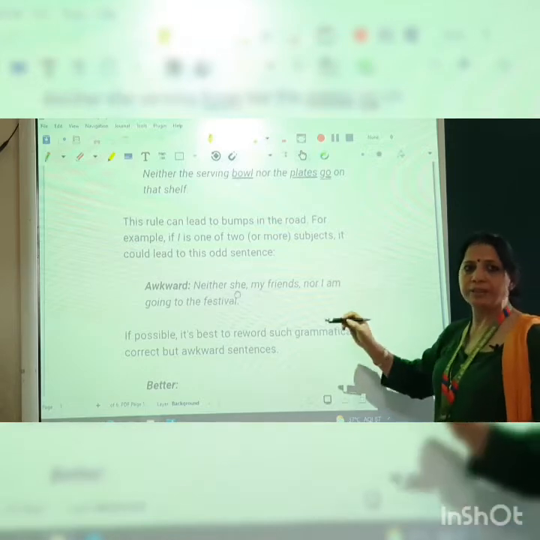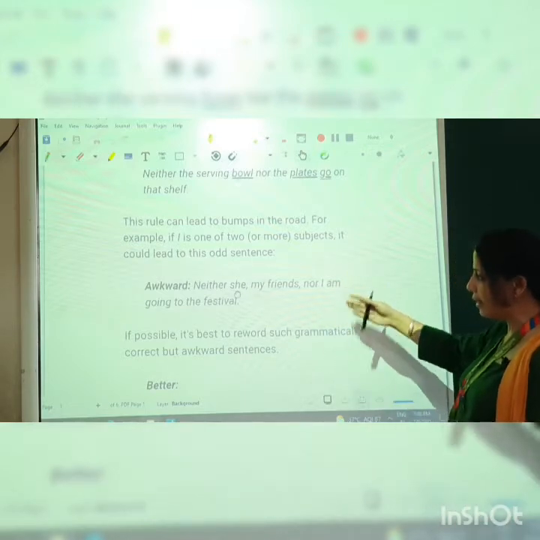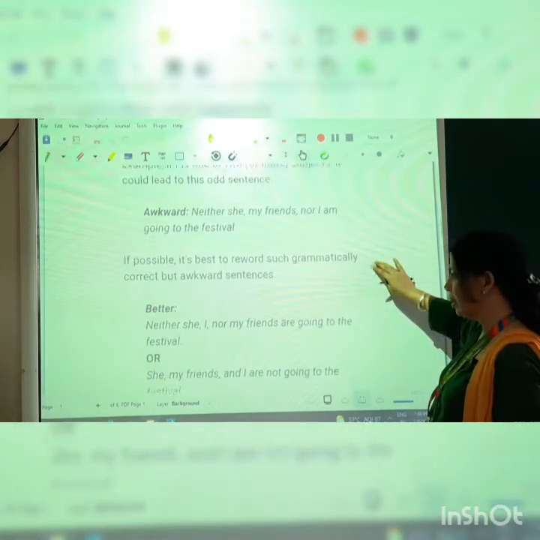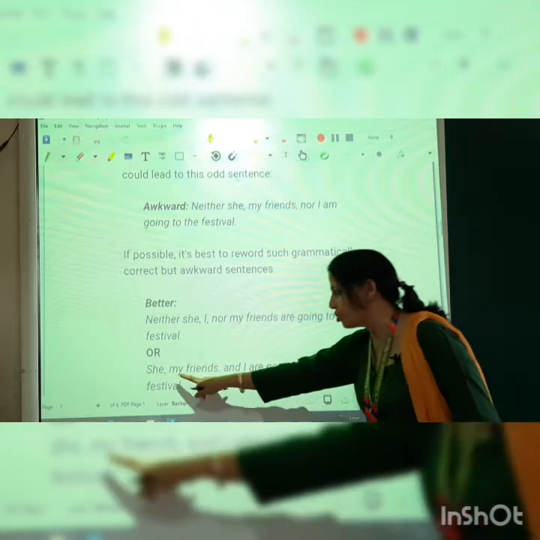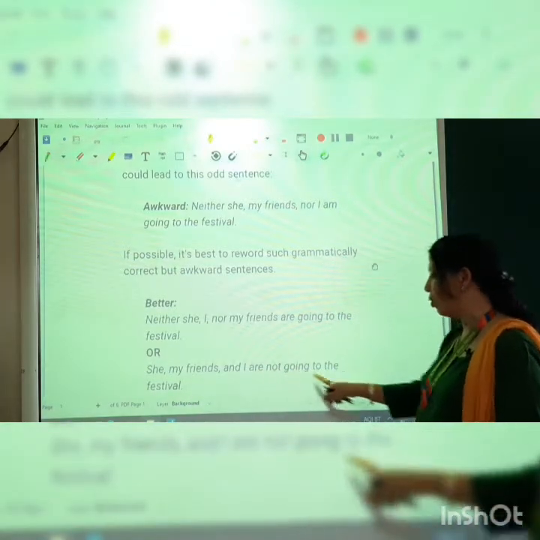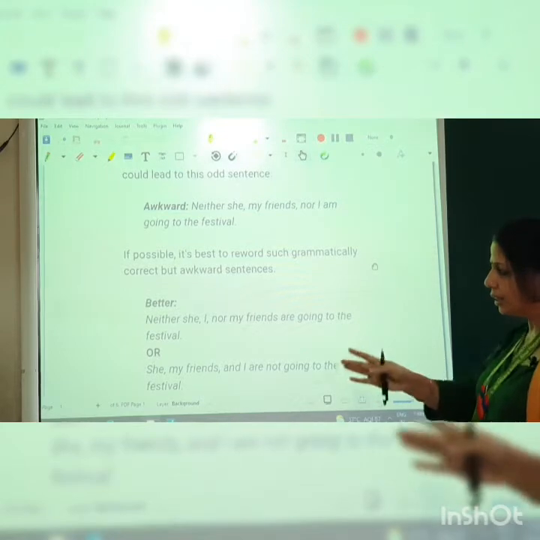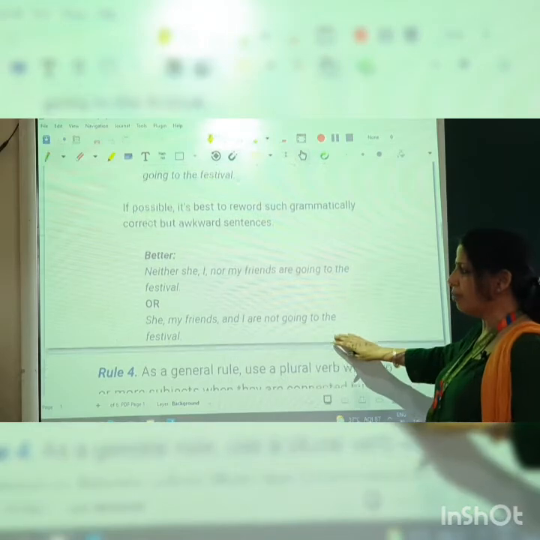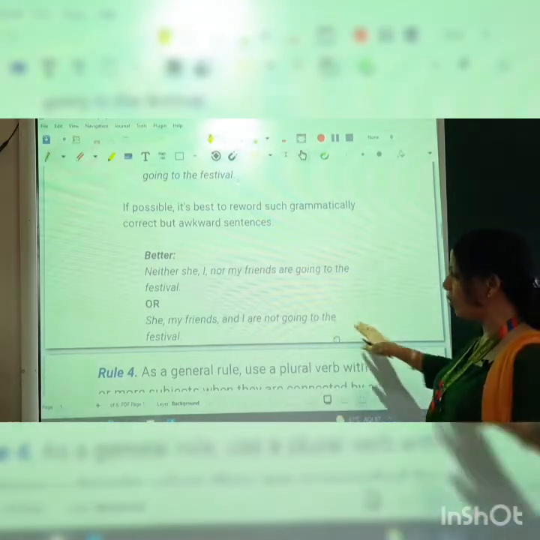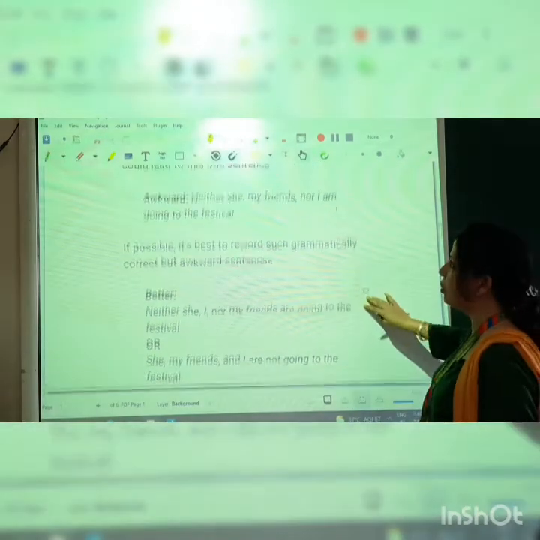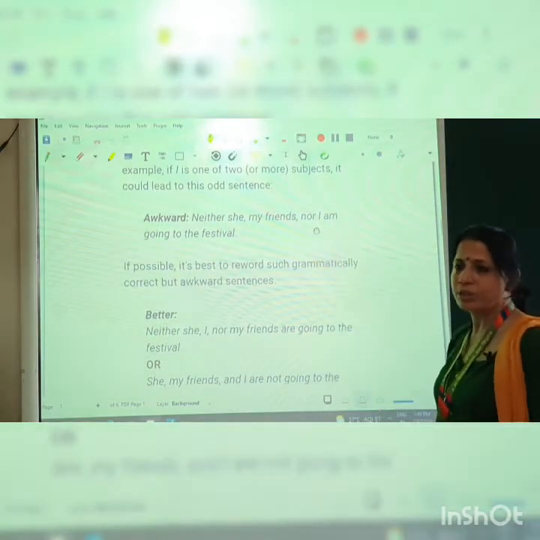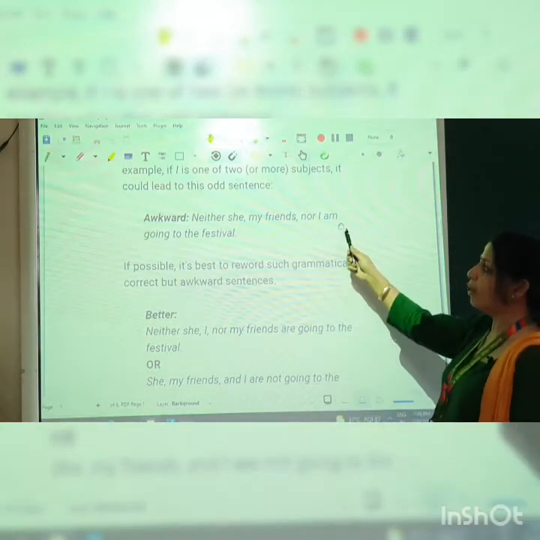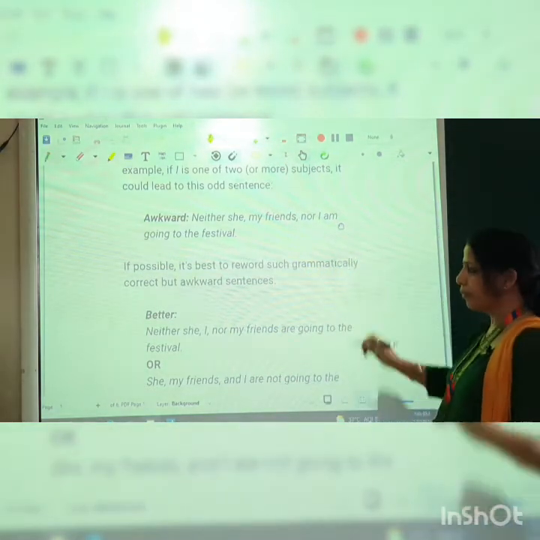So instead of saying such an awkward sentence, we can frame a better sentence: "She, my friends and I are not going to the festival." Instead of saying "neither she nor I nor my friends," we can simply say "she, my friends and I are not going to the festival." Though the first is also grammatically correct, so it's not wrong. The only thing is it looks a little awkward when we speak "I am" along with these 3 subjects. Okay, so this is the rule.